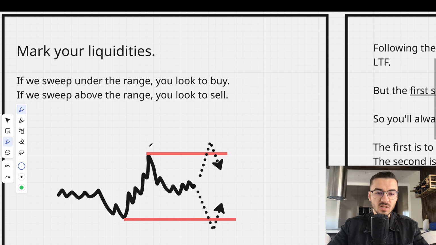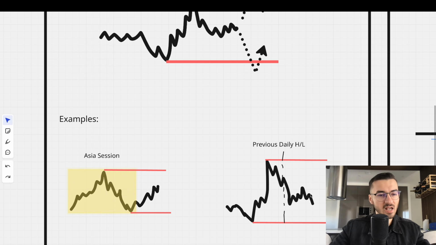These liquidities can be your previous daily highs, right here, and this could be your previous daily low, for example. This price action could be Asia, and now we're coming to London. You're just waiting for Asia highs to get swept or the Asia lows to get swept, and then to trade accordingly. This could also be London, and maybe you're trading futures, and then you're waiting for one of these to get hit. Just make sure you have your liquidities marked, and you know that people are putting their stop losses here. And these are some examples like I've just mentioned.